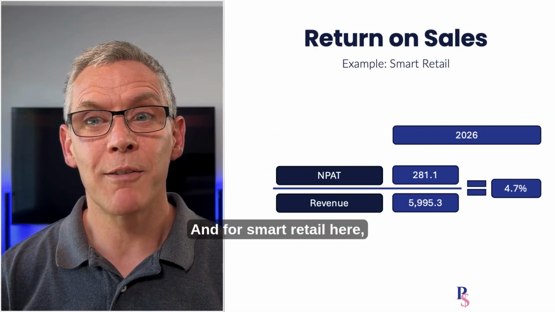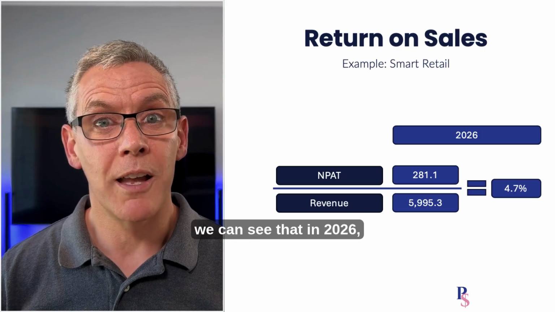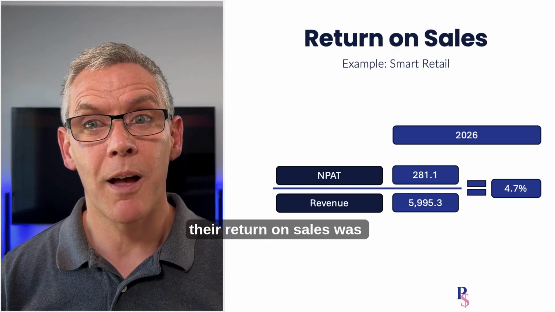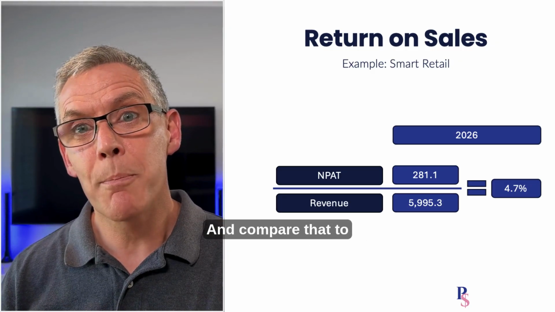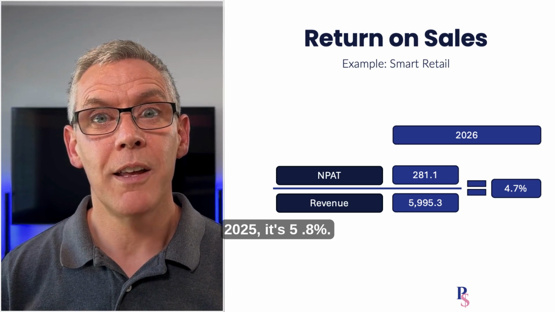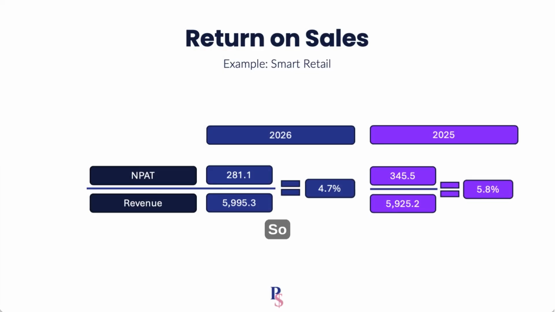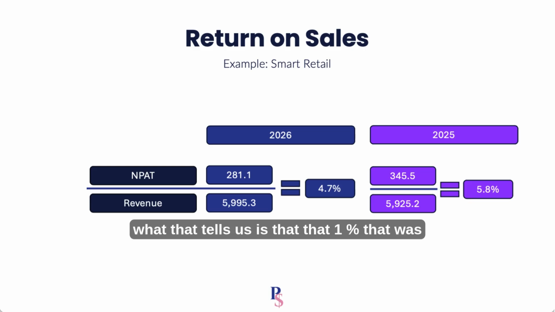And for Smart Retail here, we can see that in 2026, their return on sales was 4.7%, and compare that to 2025, it's 5.8%. So what that tells us is that 1% that was lost at our operating margin and our gross margin position has really flowed all the way through down to the bottom line and diluted our return on sales.